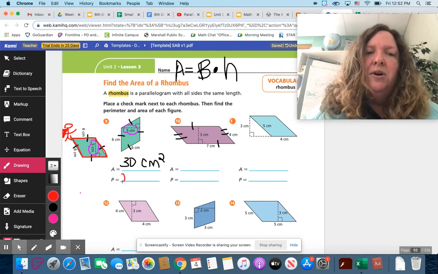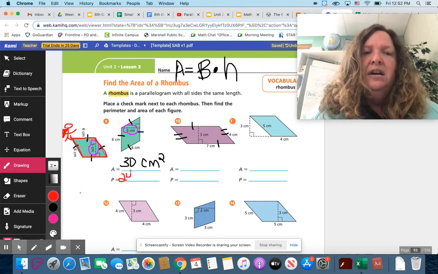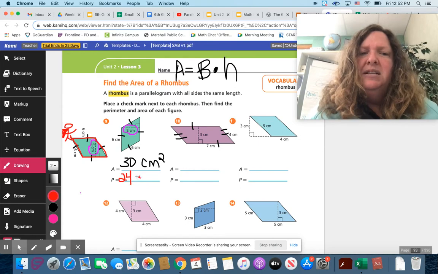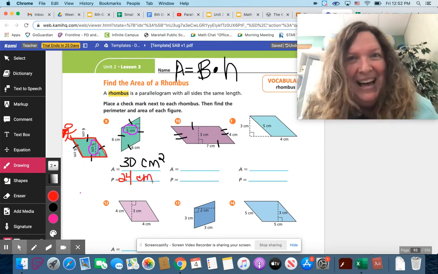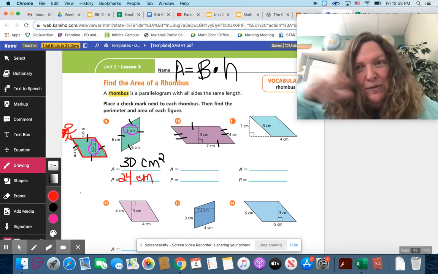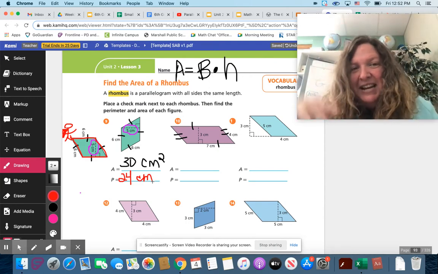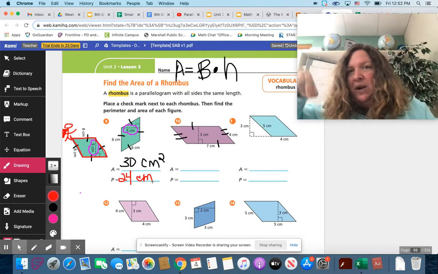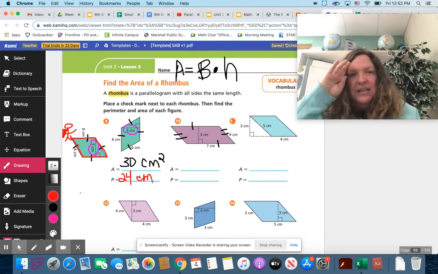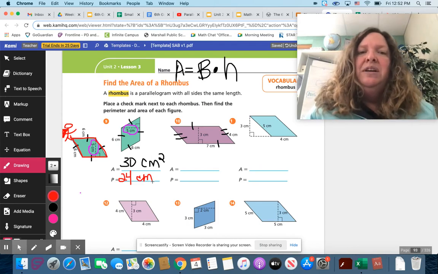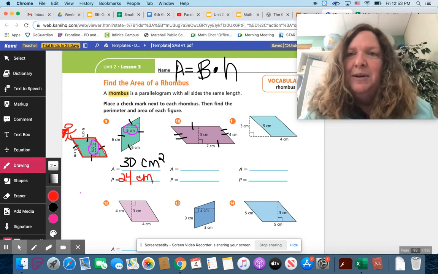The perimeter is 24. Now it's 24 centimeters, but is it square centimeters? It's not, because it's not how much surface area, it's not how much stuff could fit on the inside, it's how far around. If you think of holding a tape measure and just measuring out and walking all the way around, it's just straight distance. So that's just 24 centimeters, not square centimeters.